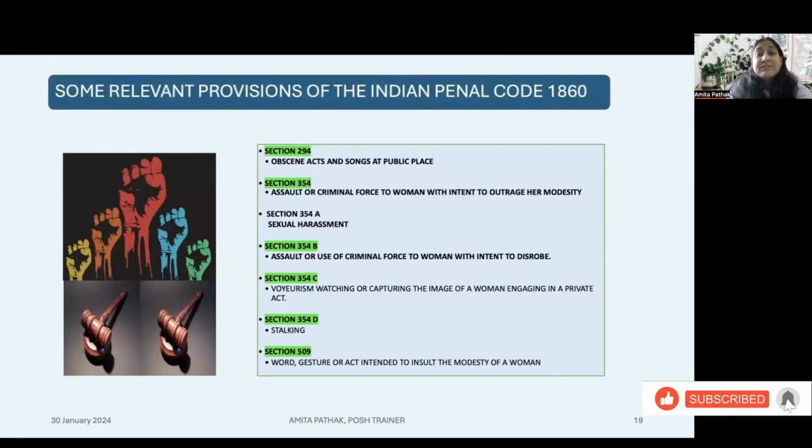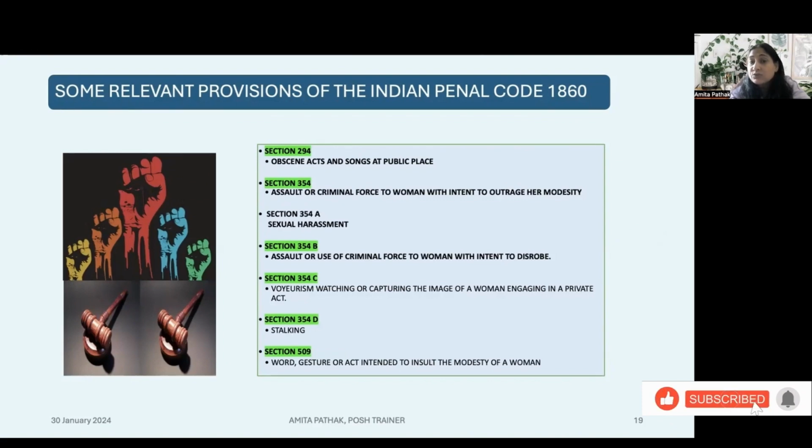Next come some relevant provisions of the IPC. As I told you, if a woman wants, the organization should help her in raising a complaint. So these are certain sections, dear friends, very, very important. Section 294, obscene acts and songs at public places. 354, assault or criminal force to woman with intent to outrage her modesty. 354A, sexual harassment.